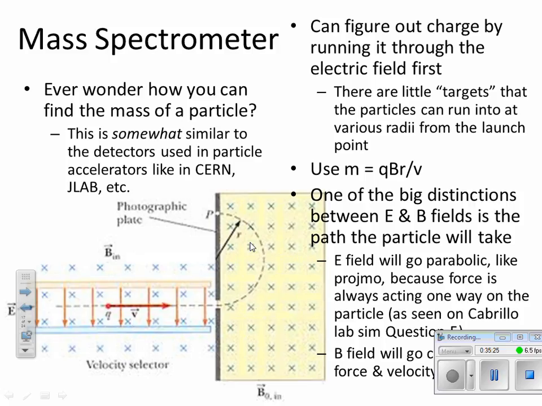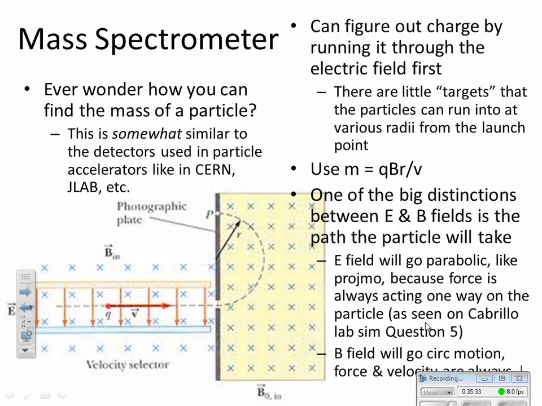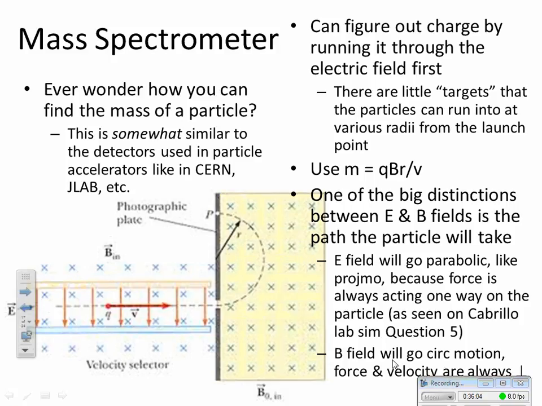Okay, and if we looked on the Cabrillo website, question number 5 actually talked about this, what is the shape of the path of the charged particle going through an electric field. Okay, so hopefully you kind of realize that. And we already said parabolic, and then the magnetic field will do the circular motion. And the force and the velocity are always perpendicular to each other. Okay, cool.